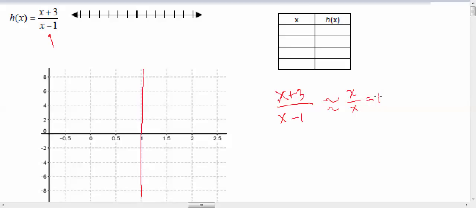So what's interesting about this is this thing is going to go to the horizontal asymptote where y is equal to 1. So I'm guessing that the graph is going to look something like this. Let's take a look at it and see what happens.